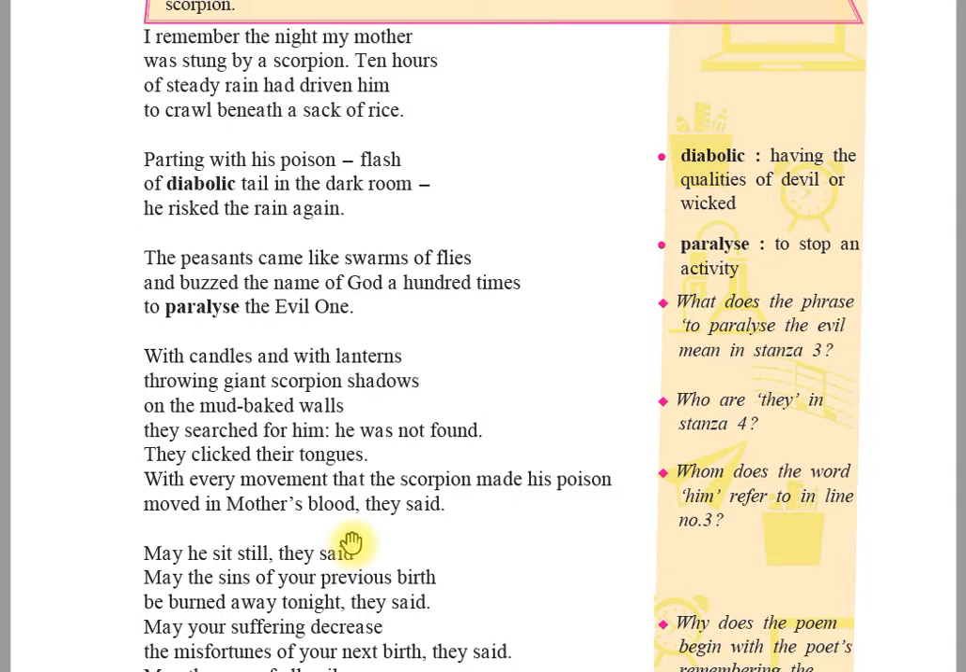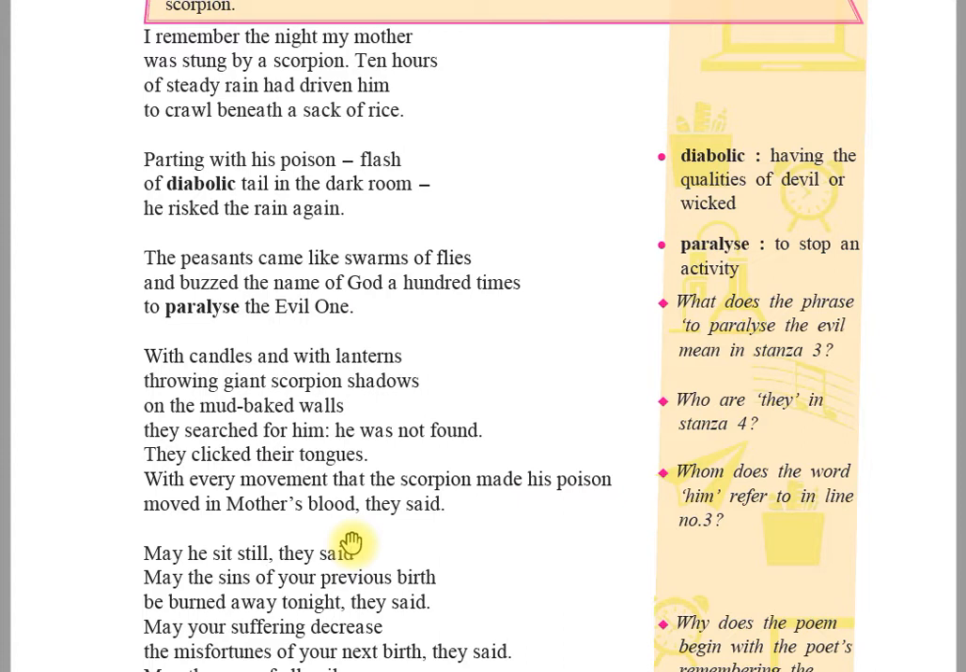The poet uses the simile of swarms of flies to show the behavior of the villagers, namely flocking in numbers and buzzing. Buzzing means what? To chant something, to keep on saying something, the name of God. They visit either to see the mother in pain or to contribute in the prayers. The onomatopoeic words like buzzed and clicked reflect their constant noise. Their lanterns and candles seem to make giant scorpion shadows of them on the wall.